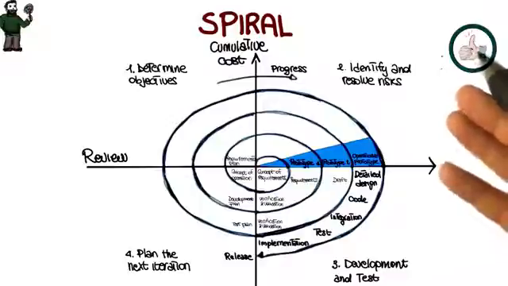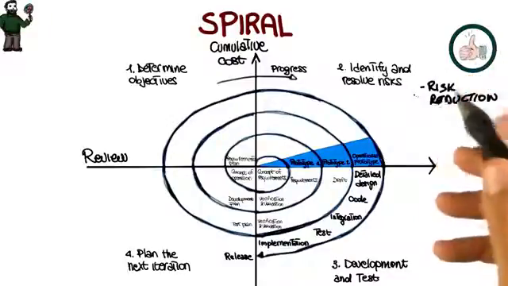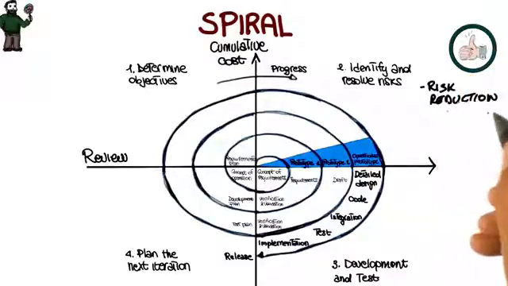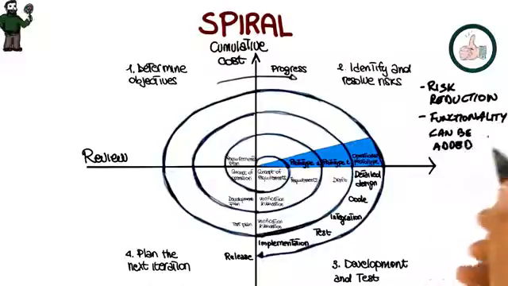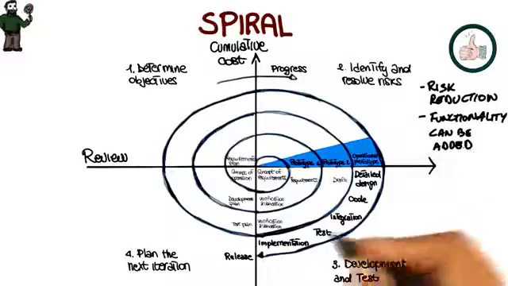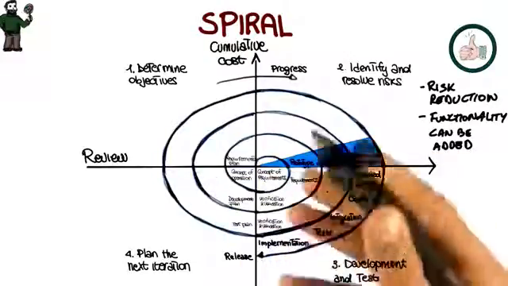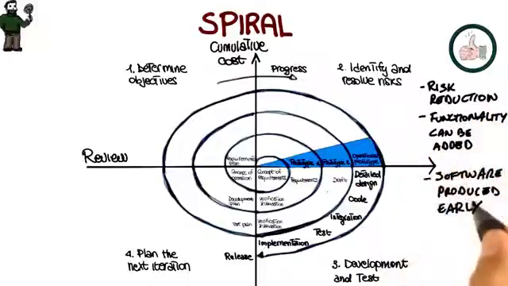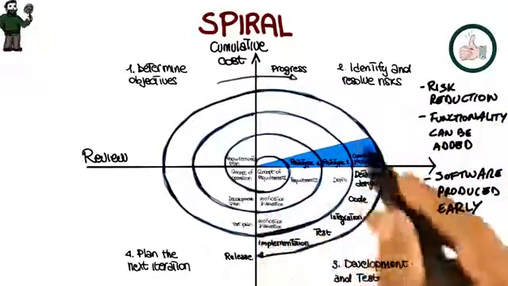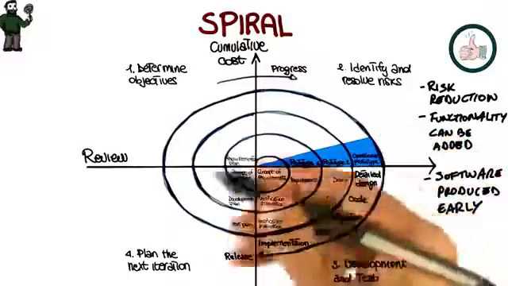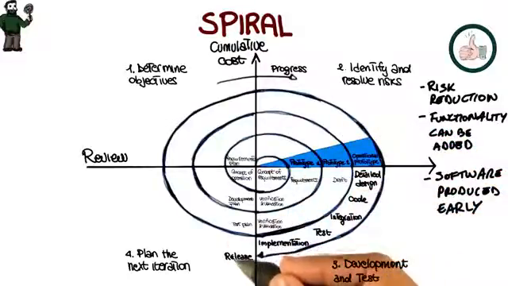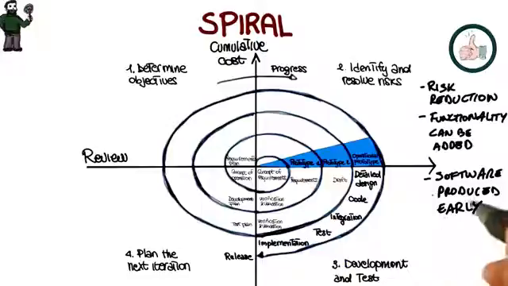There are several advantages of using a spiral model. The first one is that the extensive risk analysis does reduce the chances of the project to fail, so there is a risk reduction advantage. The second advantage is that functionality can be added at a later phase because of the iterative nature of the process. And finally, software is produced early in the software lifecycle. So at any iteration, we have something to show for our development. We don't wait until the end before producing something. And that, of course, has also the advantage that we can get early feedback from the customer about what we produce.